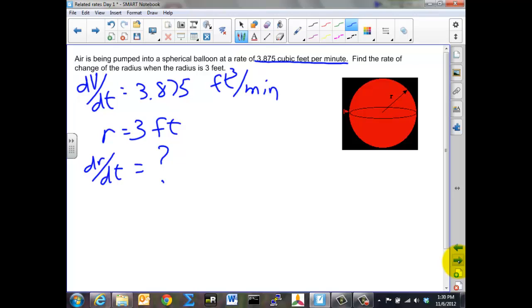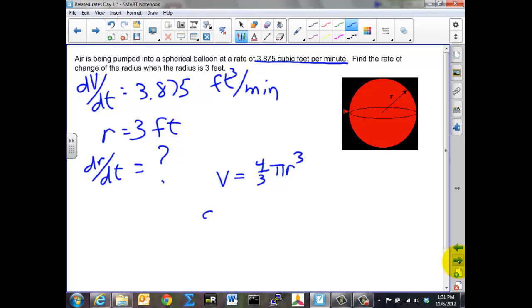Can you think of anything? 4/3 pi r cubed. Volume is 4/3 pi r cubed. Is it right? Yes, that's right. The volume of a sphere is 4/3 pi r cubed. I just pulled that out of the air because I remember it. You need to be able to remember that as well. If you don't, it's probably on one of the cheat sheets that I gave you somewhere. So we have an equation. We've got all this stuff over here. Tell me what we need to do now.